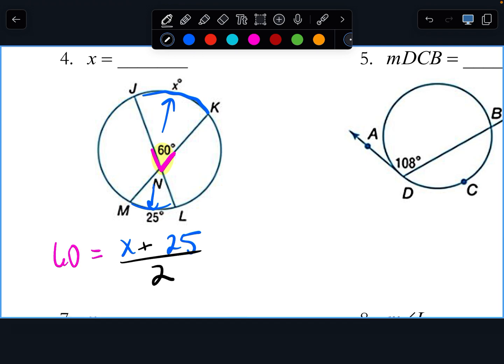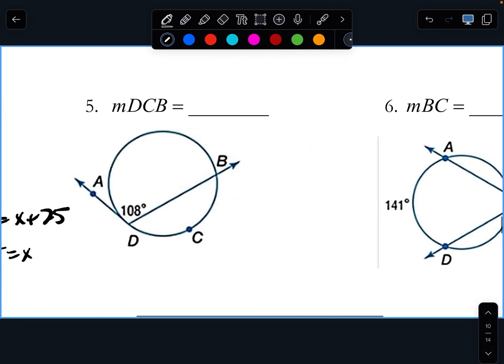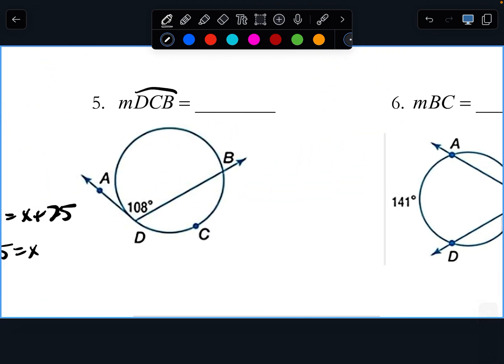So to solve these, I usually clear the fractions. So I would move it over here. I'll do 120 equals x plus 25, and then subtract. So 95. So that's it. All my arcs got disappeared again. So that's cool. All right, DCB, so you try to figure out where that is.